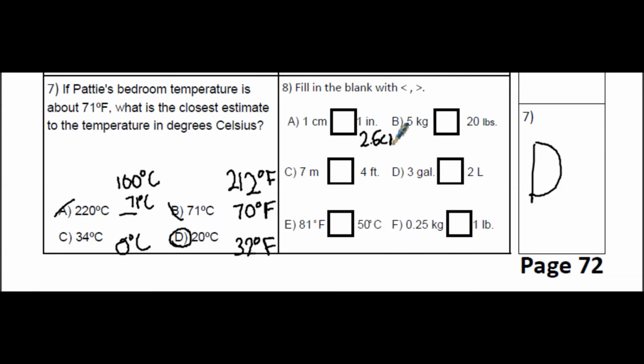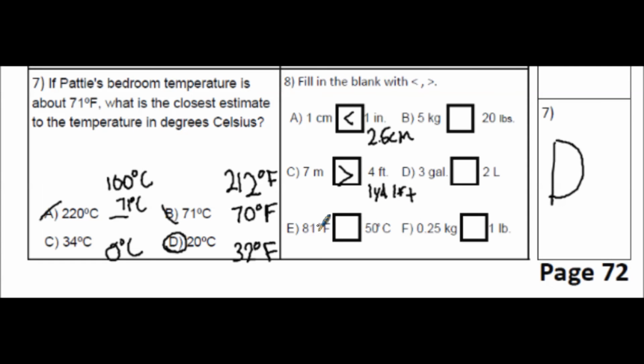100 degrees for boiling. I know that 1 inch is about 2.5 centimeters, so I know that's bigger than 1 centimeter. I know that 4 feet is about 1 yard and 1 foot. So it's a little over a yard, and each yard is about the same as 1 meter. So 7 meters is definitely going to be bigger than something that's only about a yard.